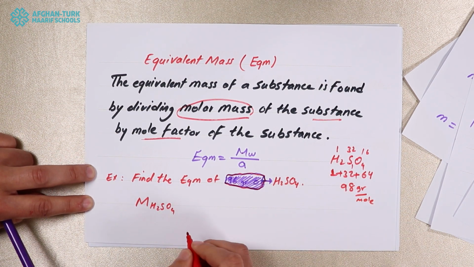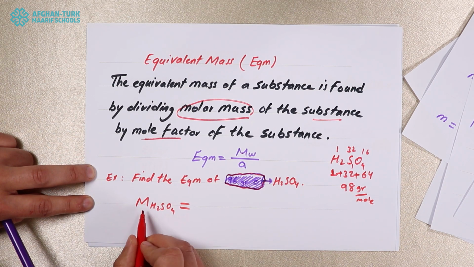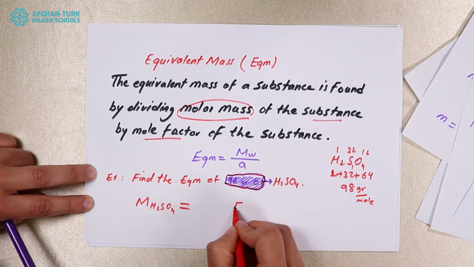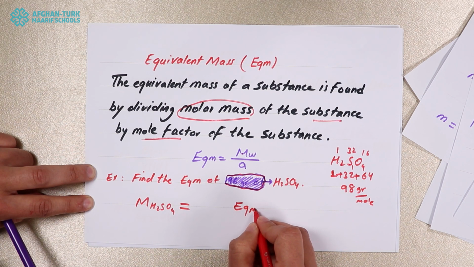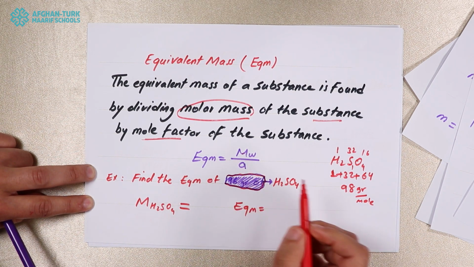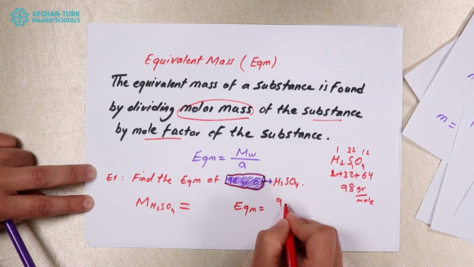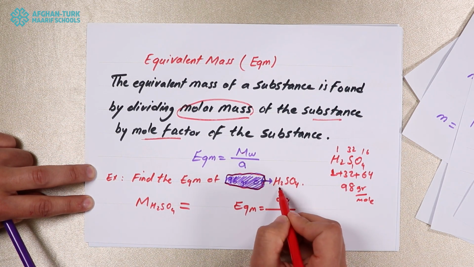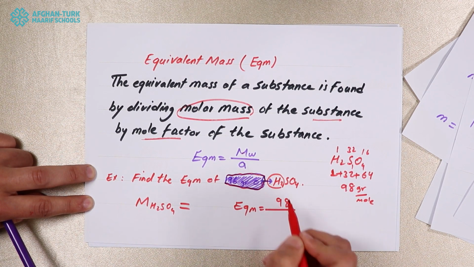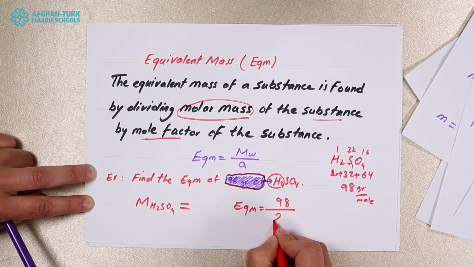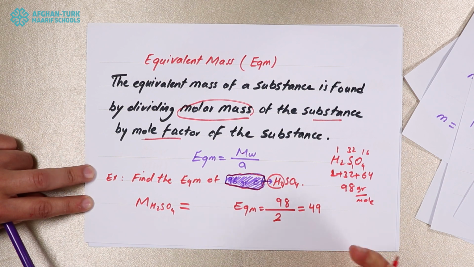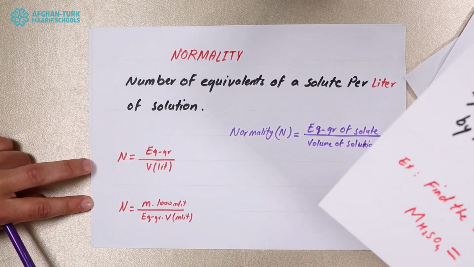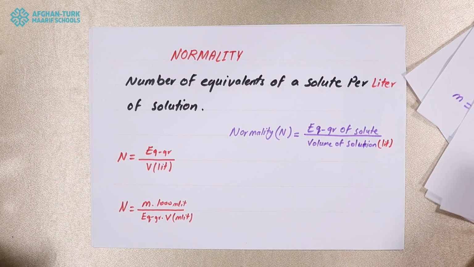Okay, in here we can solve this question. Equivalent mass is equal to, what is the molecular weight of sulfuric acid? In here we have 98. How many hydrogen does it have? It has 2 hydrogen, so the value of the mole factor is 2. It should be equal to 49. Hope you understand something from this lesson.